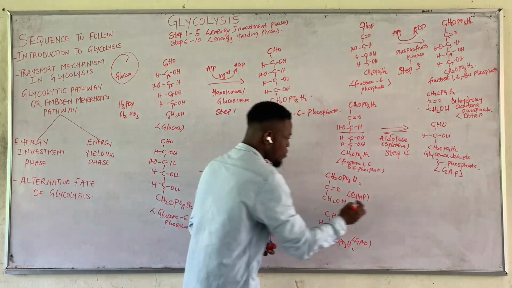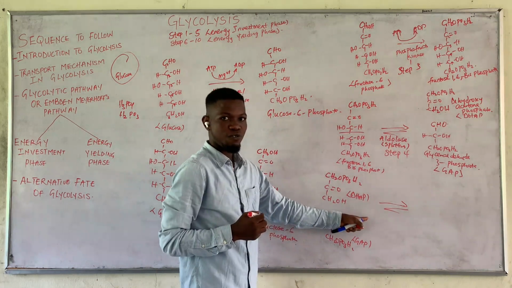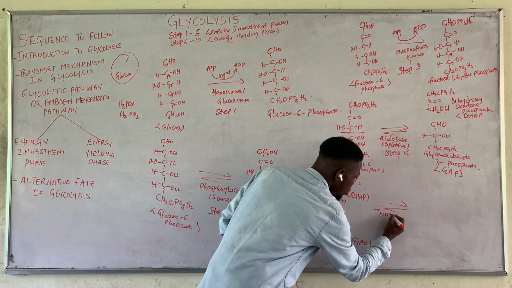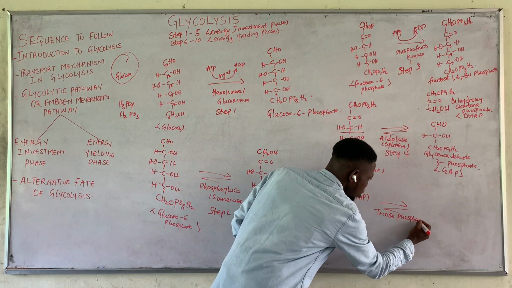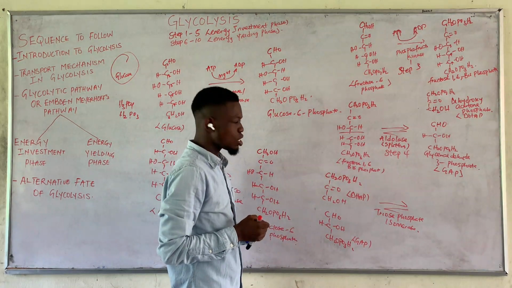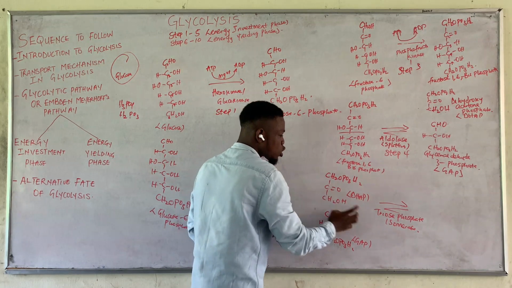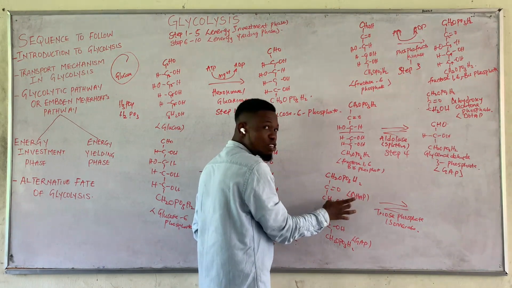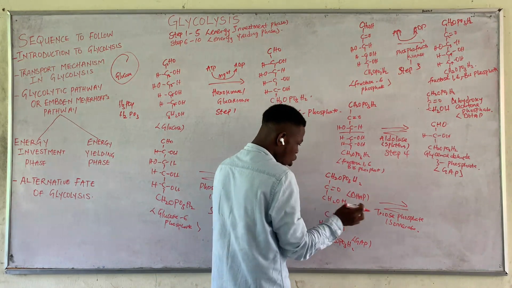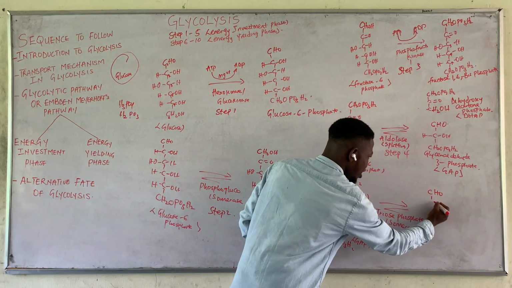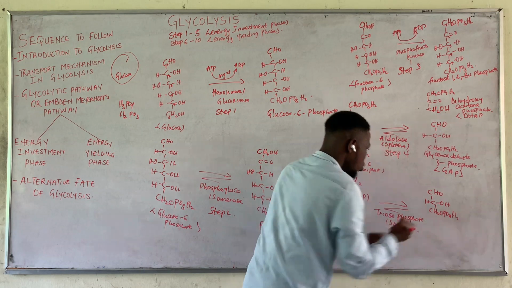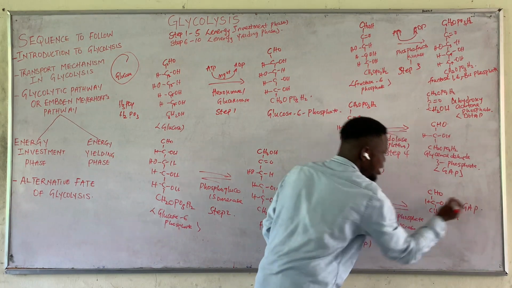So the next enzyme that will act upon it, this step 5, is also reversible. Do you get? So the next enzyme is the triose phosphate isomerase. The triose phosphate isomerase will convert the dihydroxyacetone phosphate to glyceraldehyde 3-phosphate. So this one will be converted to this. So this one will be what? CHO, then CHOH, then CH2O, PO3H2. So this is glyceraldehyde 3-phosphate, the GAP.